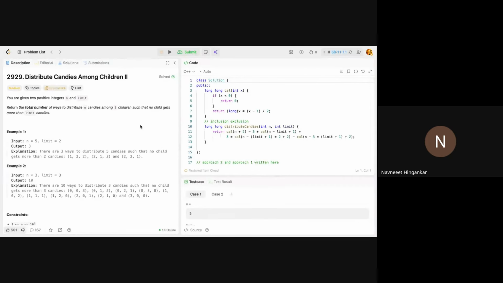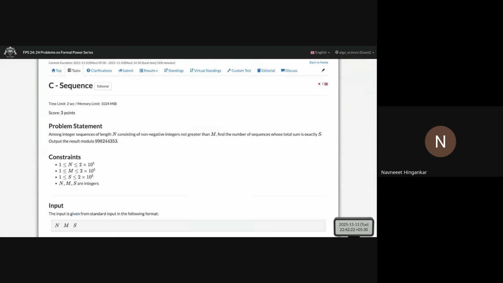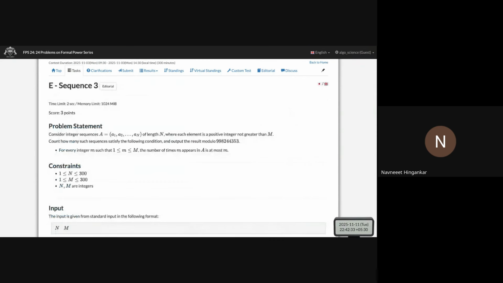Share this tab instead. You can see this, right? Distribute candies among children. This is the one you need to solve. And the quiz, and this snack, maybe task sequence you can solve. You can also solve this one. Up to C you can definitely solve. Up to E, let's see what C is. You can solve up to E, I guess. E is also not very tough.